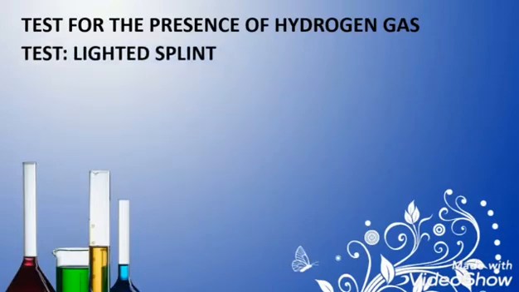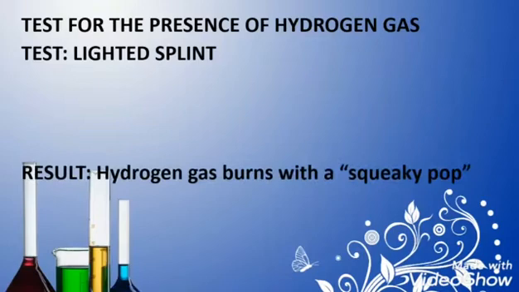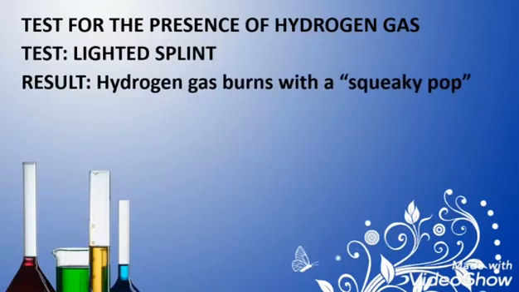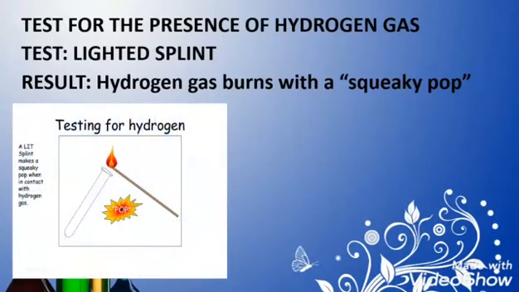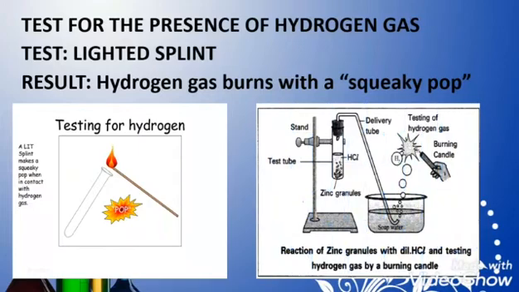The test for the presence of hydrogen gas is the lighted splint. Hydrogen gas burns with a squeaky pop with a lighted splint. To carry out the test, you need to light a splint and place it in the mouth of the tube. You need to keep your finger over the end of the test tube until the last moment or you will have no hydrogen left to test. This is because hydrogen gas is a lot lighter than air.